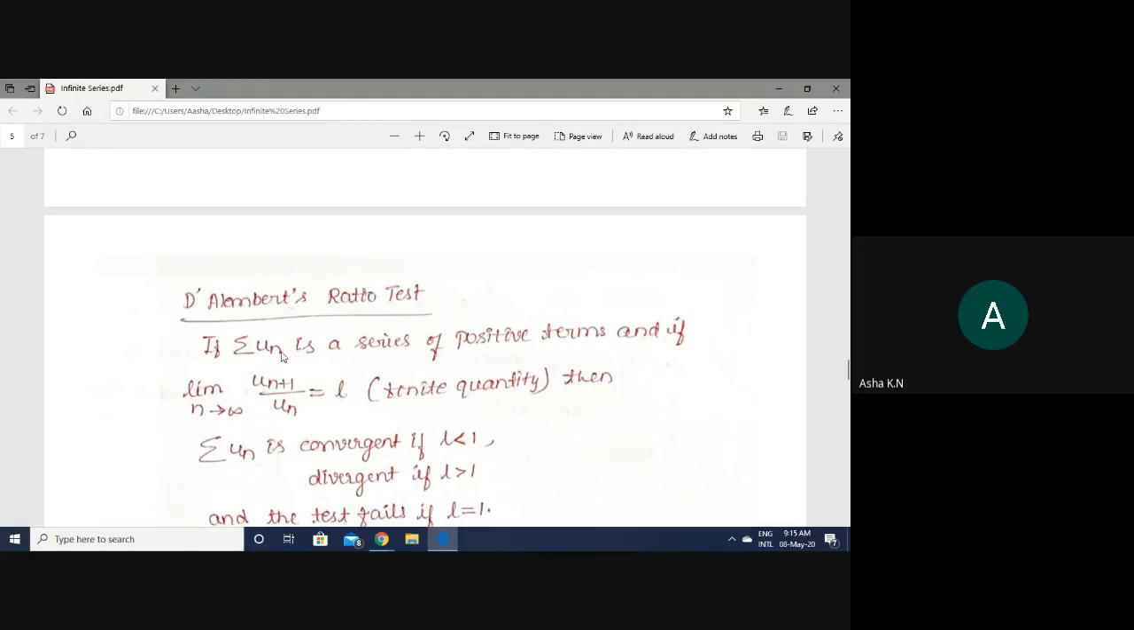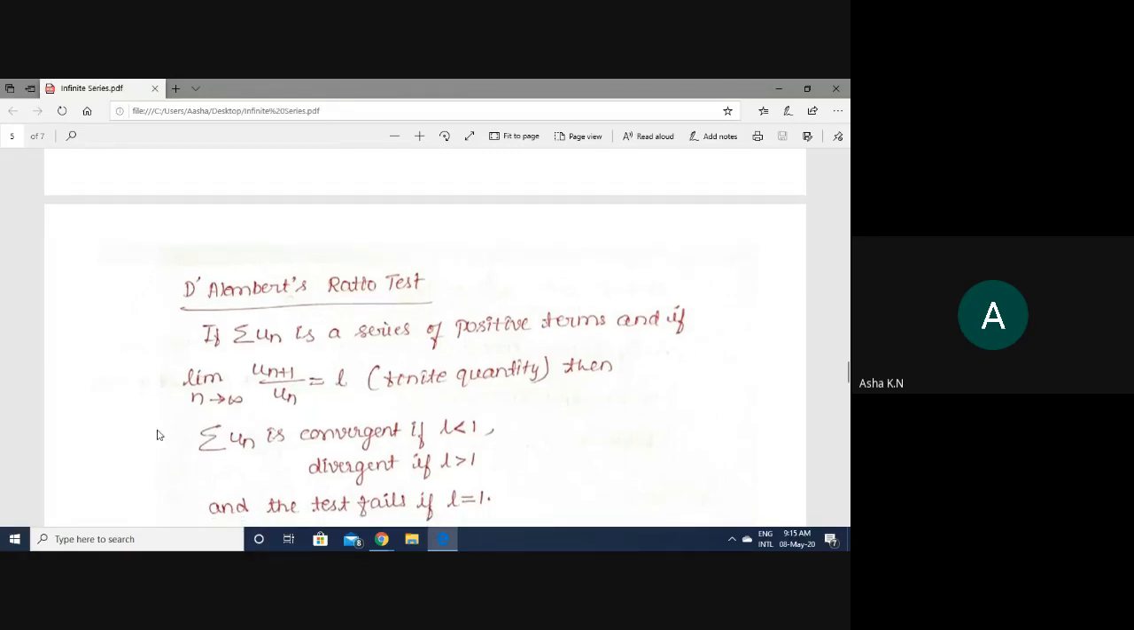In the root test, what were we doing? Here we were taking un power 1 by n. Here we are taking the ratio of un plus 1 and un. So the limit of un plus 1 by un as n tends to infinity is equal to L.